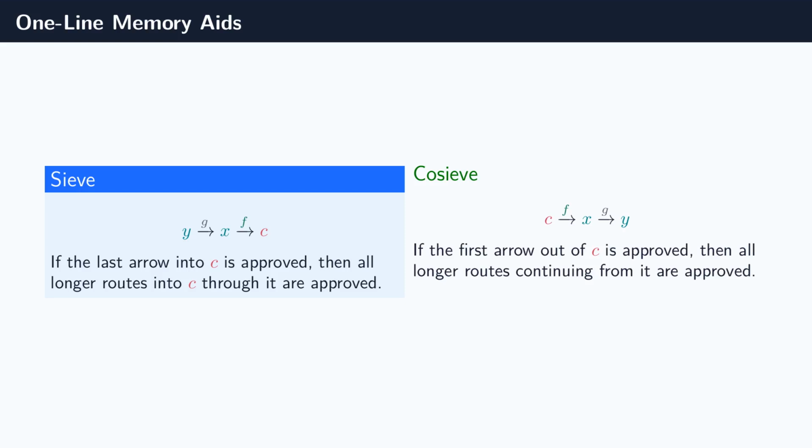These memory aids are meant to stay with you. For a sieve, think: if the last arrow into C is approved, then all longer routes into C through it are approved. For a cosieve, think: if the first arrow out of C is approved, then all longer routes continuing from it are approved. Last arrow in, first arrow out. That is the whole contrast.